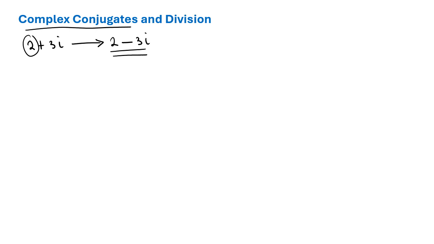In other words, if I write 2 plus 3i and put this bar on top, what that means is I'm asking you to write the complex conjugate of 2 plus 3i. The complex conjugate of the complex number 2 plus 3i will be 2 minus 3i. So these are the different representations of that. Let's go ahead and see how we can use this fact to solve problems.